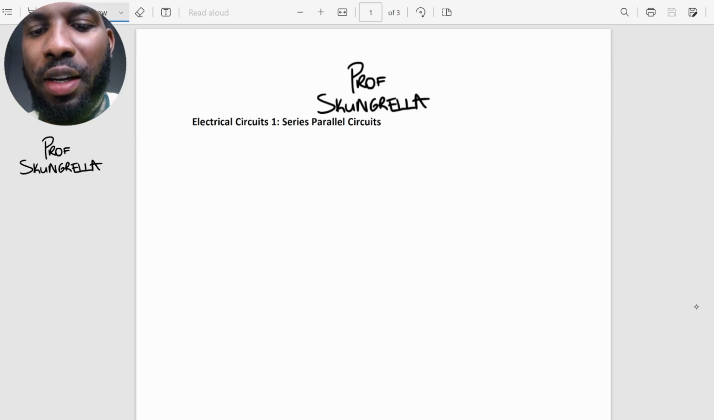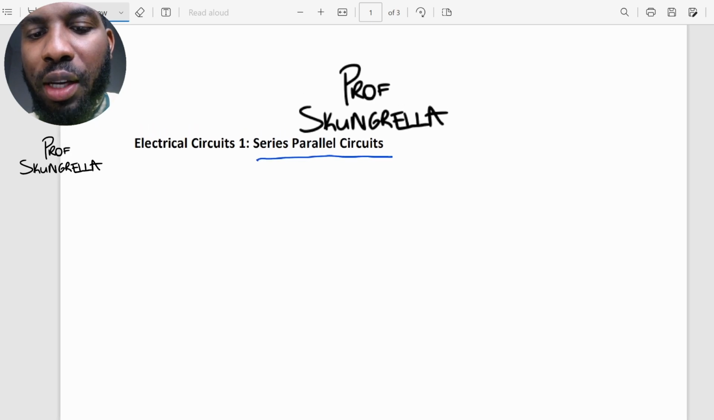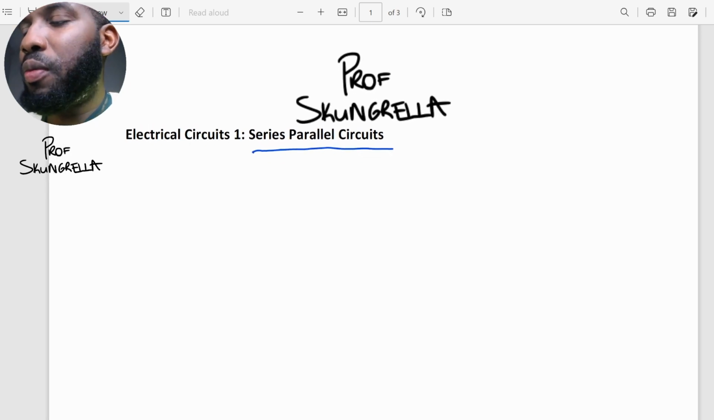Again, we're looking at series and parallel circuits, combination circuits. So there's a couple things that we need to do when we want to solve series parallel circuits, right? Now, of course, before we start, I'll just give a quick review of parallel circuits and a quick review of series circuits. Let's start with the parallel, right?